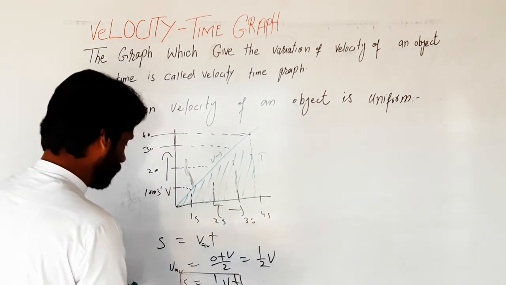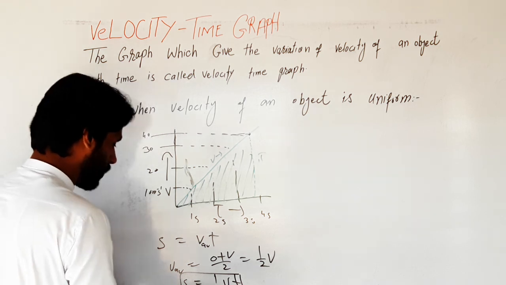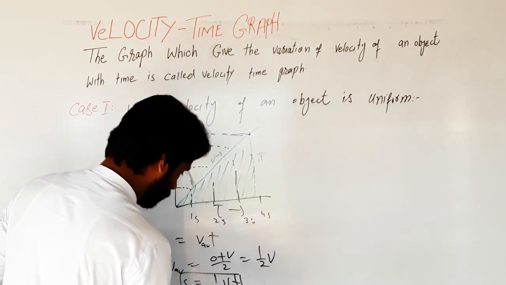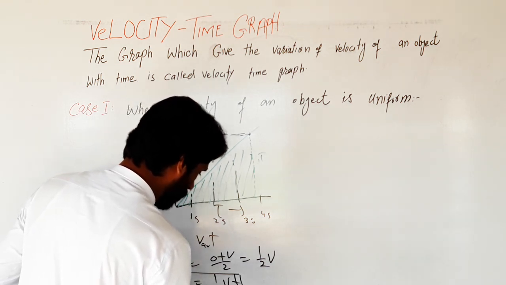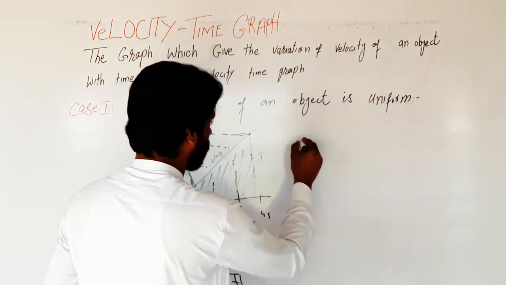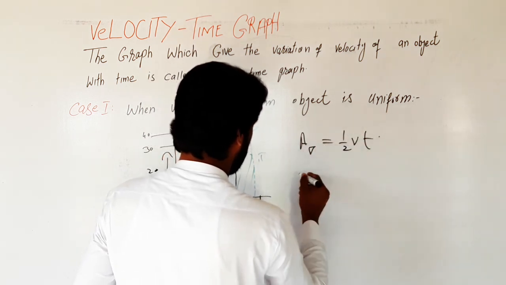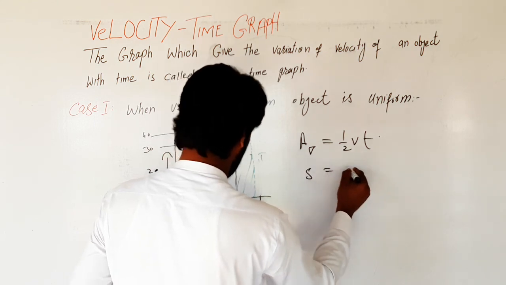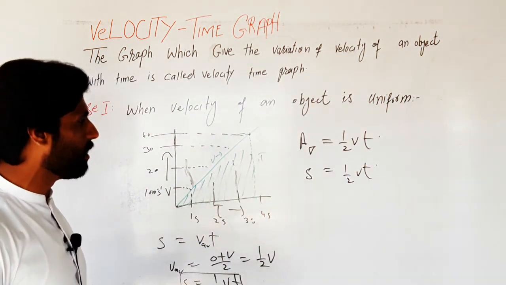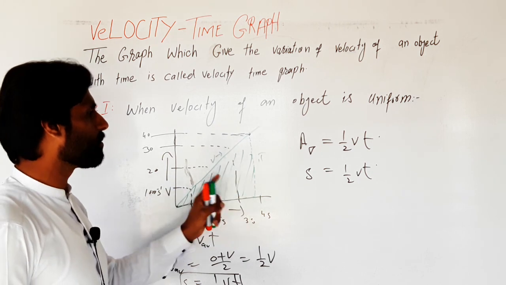Area of a triangle is half height multiplied by length. The area of the triangle is equal to half vt, and this equation shows s is equal to half vt. And this shaded triangle area is the distance covered by an object with uniform velocity.